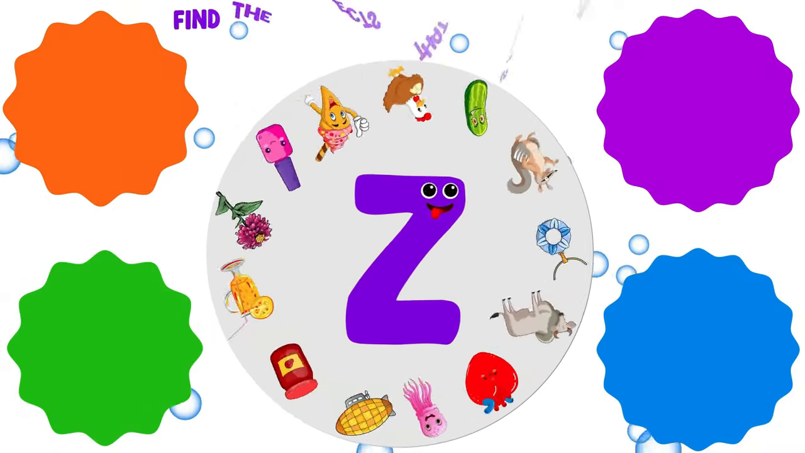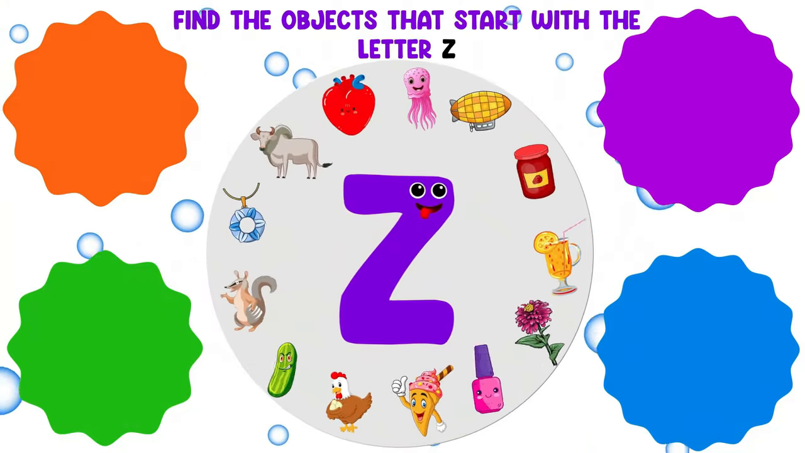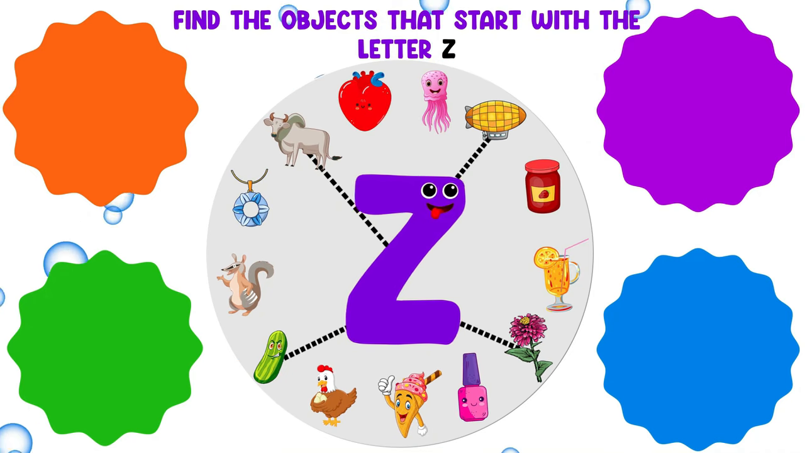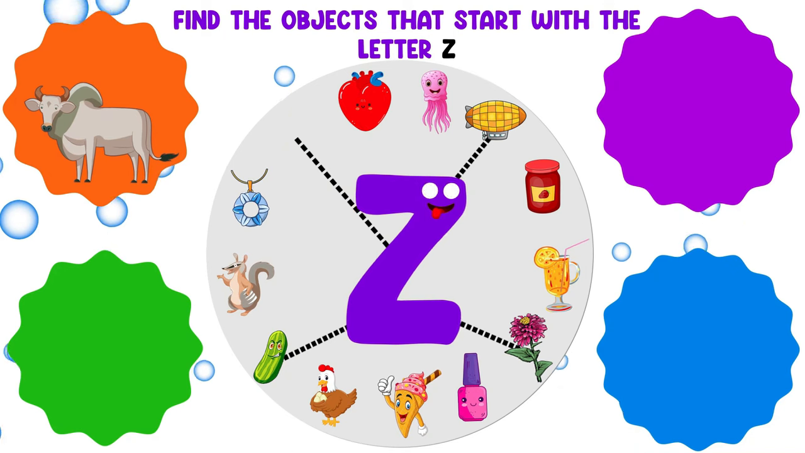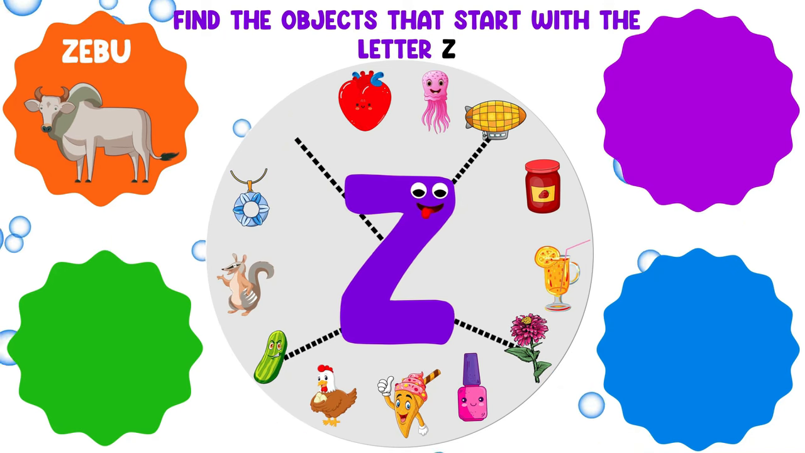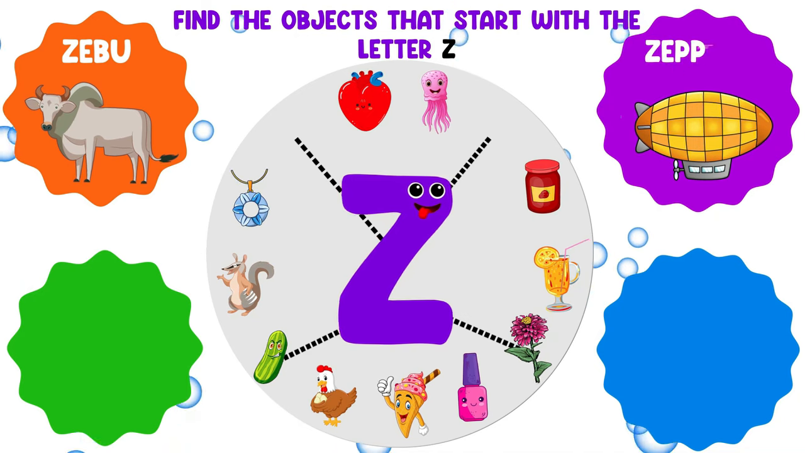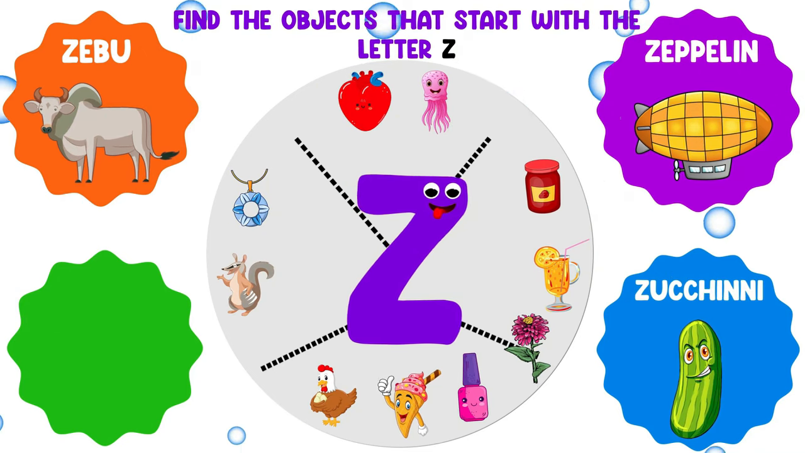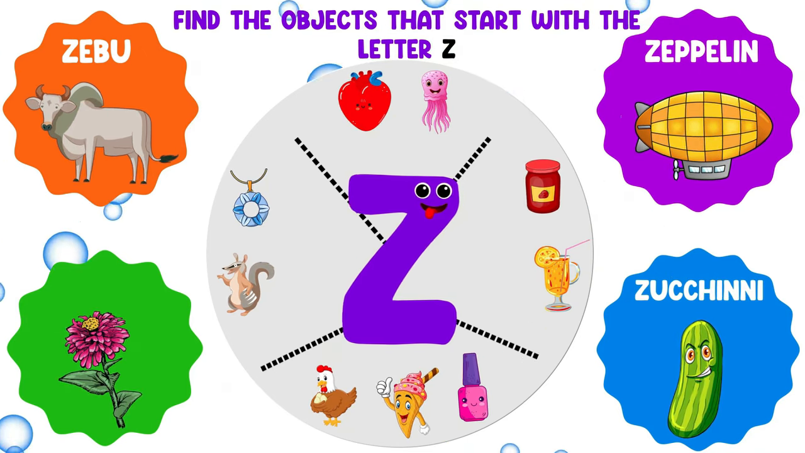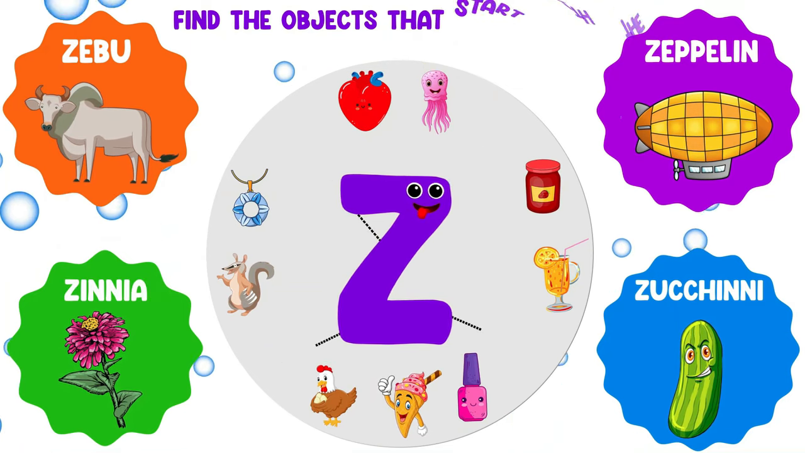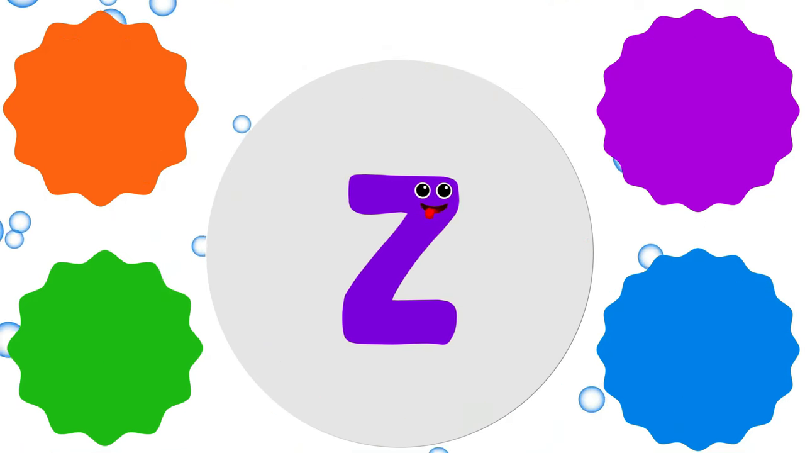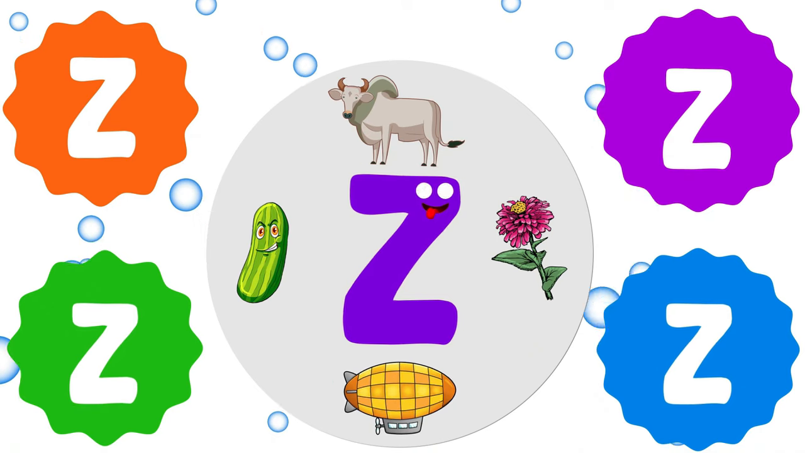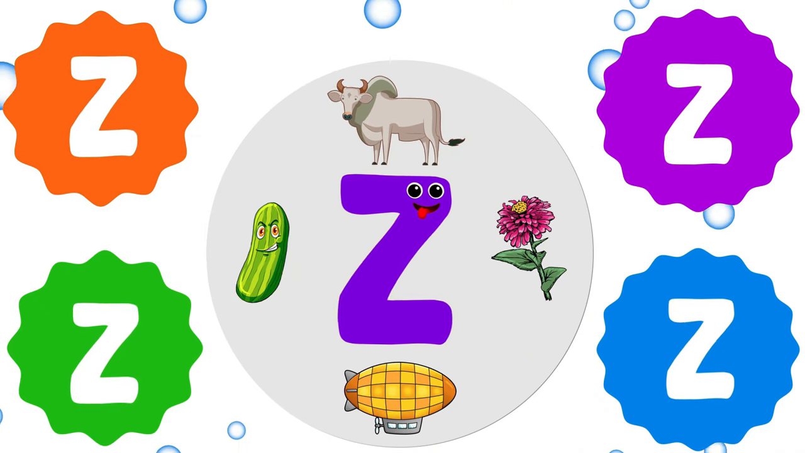Z. Find the object that starts with the letter Z. Zebu. Zeppelin. Zucchini. Zinnia. Z. Zebu. Zeppelin. Zucchini. Zinnia.